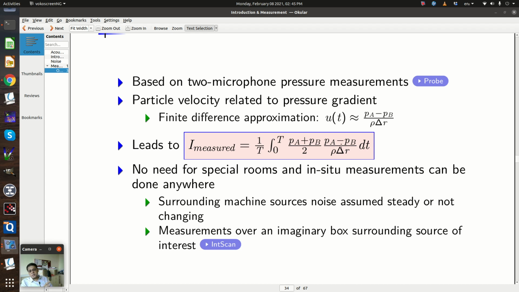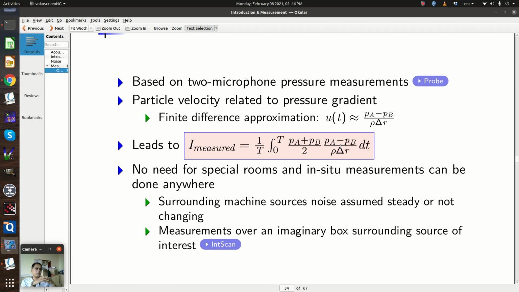One of the great advantages of using intensity is that I don't have to build a special room. I can go to a factory shop floor and do in situ measurements and get the sound power generated from that machine. Of course this assumes certain things: as long as the things on the factory shop floor are making steady noise. That means somebody doesn't decide, while you are doing a measurement, to come and switch off the machine. Then the assumption of steady noise while you are making measurements would not be valid.